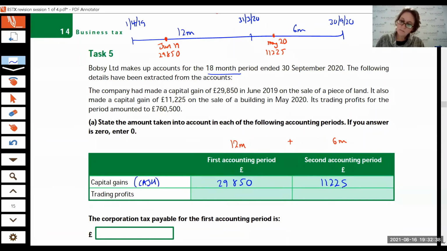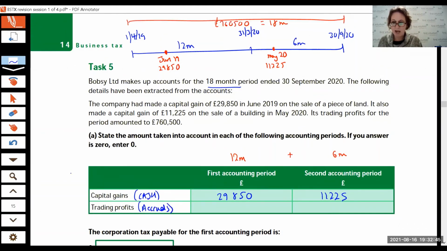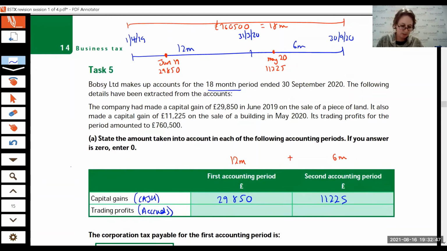The profits, not quite so simple because they are an accruals basis. Would anybody like to work out how much profit you'd like to put into each period? Bearing in mind, it has to still come back to this same total. Yes, I can see some workings on there. Thank you very much. And I agree with you. I'm going to put 12/18ths of the whole profit in the first period and 6/18ths of the profit in the second. Thank you for that.